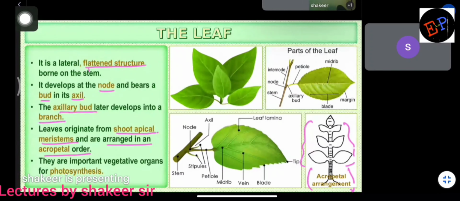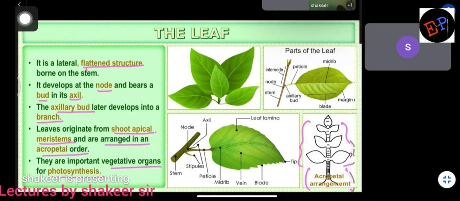So, let us see what are the important parts which are present in this leaf. They are very important vegetative organs for photosynthesis. See, some of the plants produce food material by using stems also. But in most of the plants, the main part for producing food material is the leaf itself. And there are some plants which produce food material by using stems also. Are you able to understand?